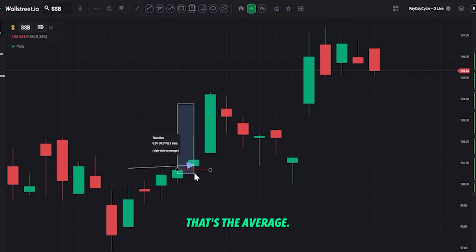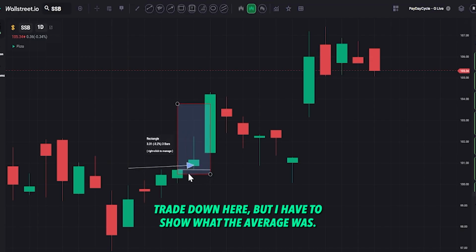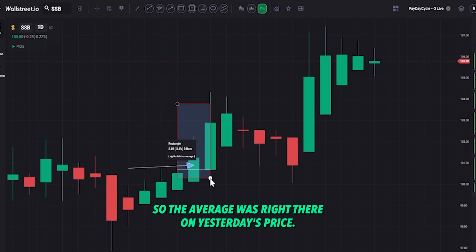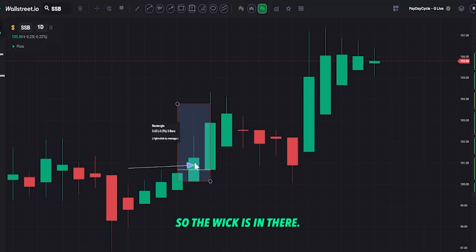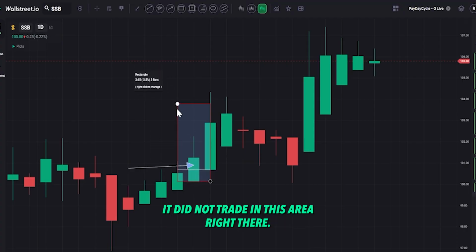That's the average. So what Heiken Ashi does is says, hey, I know you didn't trade down here, but I have to show what the average was. See that? So the average was right there on yesterday's price. So the wick is in there. It's right here. You just can't see it because it did not trade in this area.